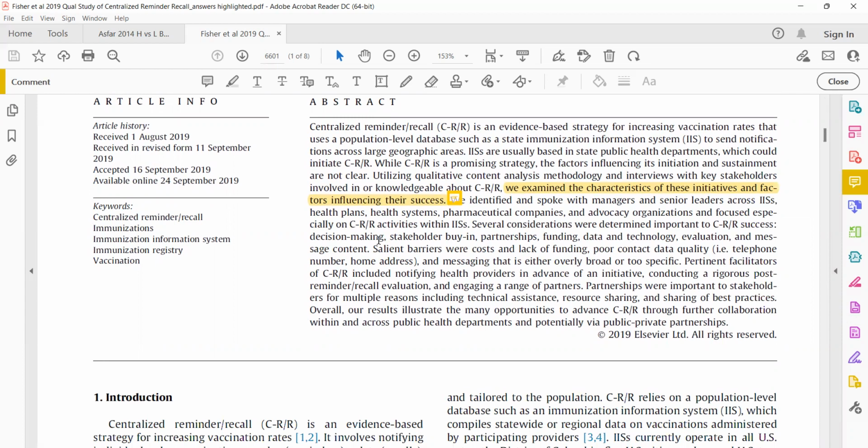And to get providers to actually use it, they talk to key stakeholders. If you read here where it says several considerations were determined, this reads qualitative, right? We're not talking about statistical testing. We're talking about understanding or getting deep knowledge about this concept.